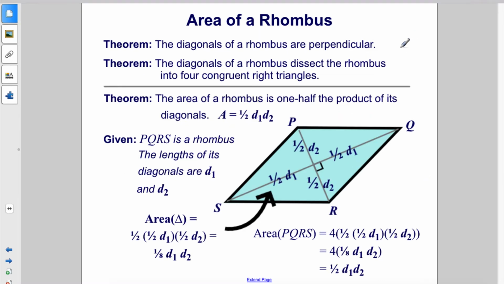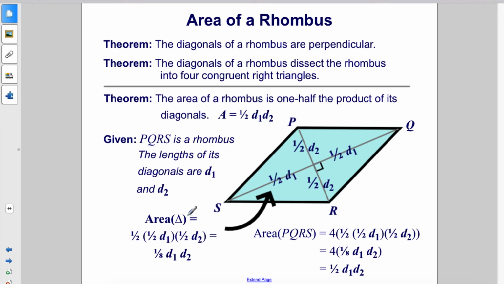The diagonals of a rhombus are perpendicular. The diagonals of a rhombus dissect the rhombus into four congruent right triangles. The area of a rhombus is 1/2 the product of its diagonals. A equals 1/2 D1 times D2. Given PQRS is a rhombus, the lengths of its diagonals are D1 and D2.